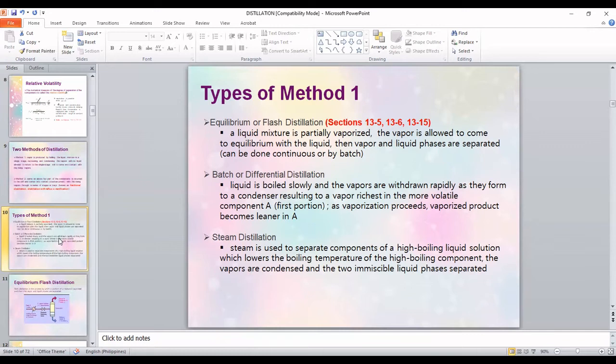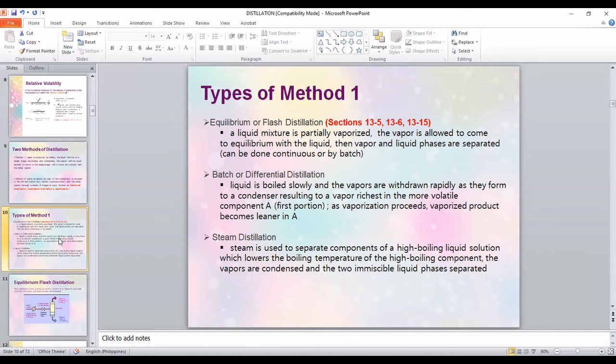Now we go to the batch or differential distillation. In here, your liquid is boiled slowly and the vapors are withdrawn rapidly as they form to a condenser, resulting in a vapor that is richest in the more volatile component A, which we refer to as the first portion. As vaporization proceeds, your vaporized product becomes leaner in A. Meaning, as the vaporization process proceeds, there is less and less A present in our vapor.